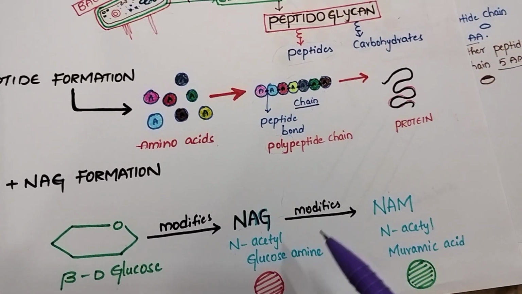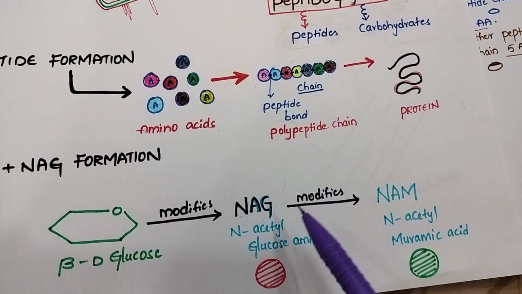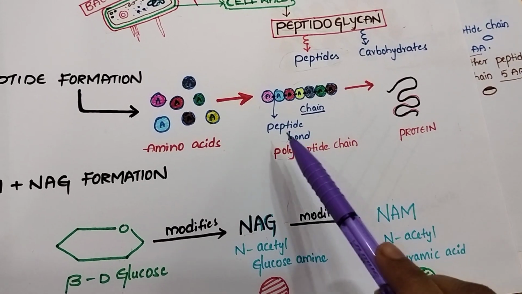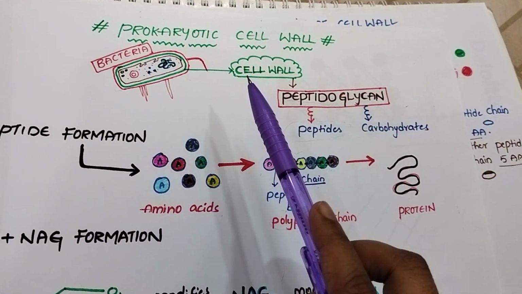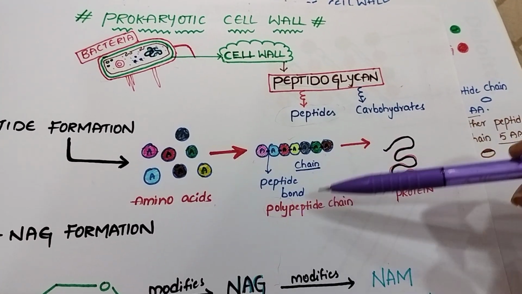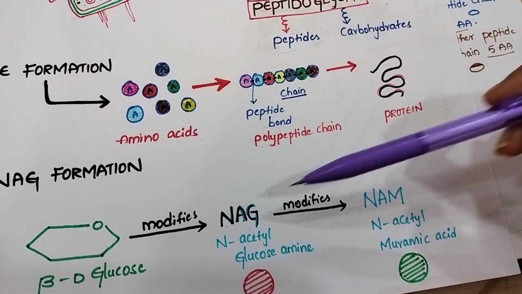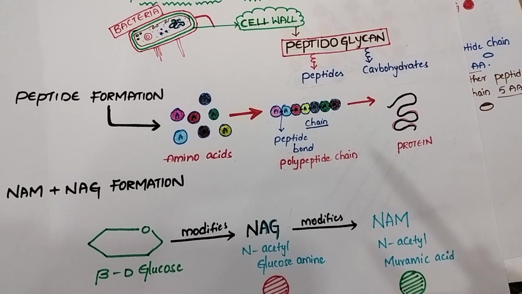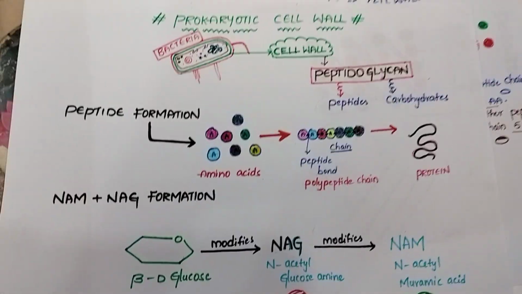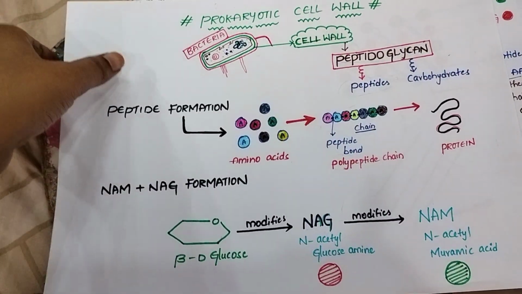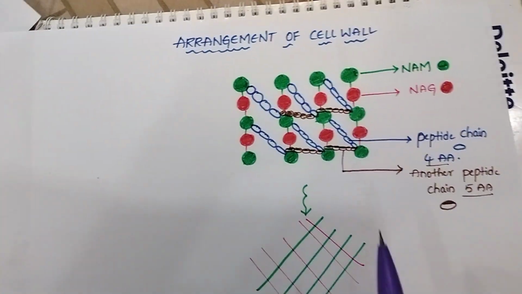So we are done with the peptides and also the types of carbohydrates. NAG and NAM along with the peptides are present in the prokaryotic cell wall. Peptide means this peptide chain, and glycan means the carbohydrates called NAG and NAM. We are done with the structures present in the prokaryotic cell. Now let us understand the arrangement of peptidoglycan. Here I have drawn the arrangement of peptidoglycan.